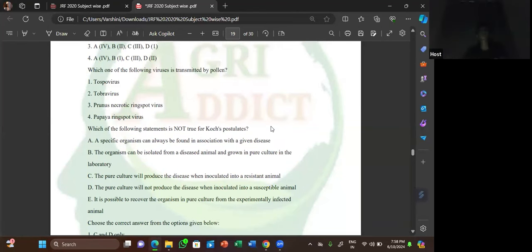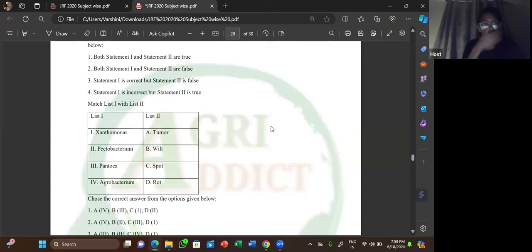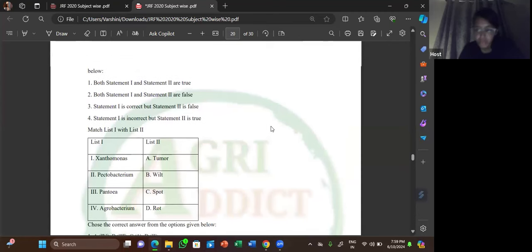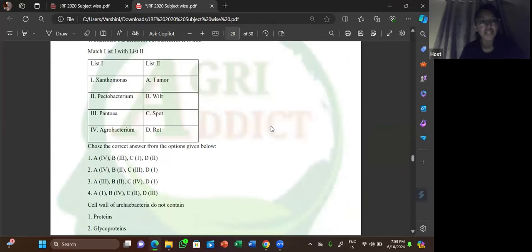Whereas prunus is through the... Okay. Now let me go to the match the following. See here, there is a match the following here. In list one, you are noticing the causal organism, whereas in list two, you are noticing the symptoms produced by the causal organism. Now you have to say which organism causes which symptom.